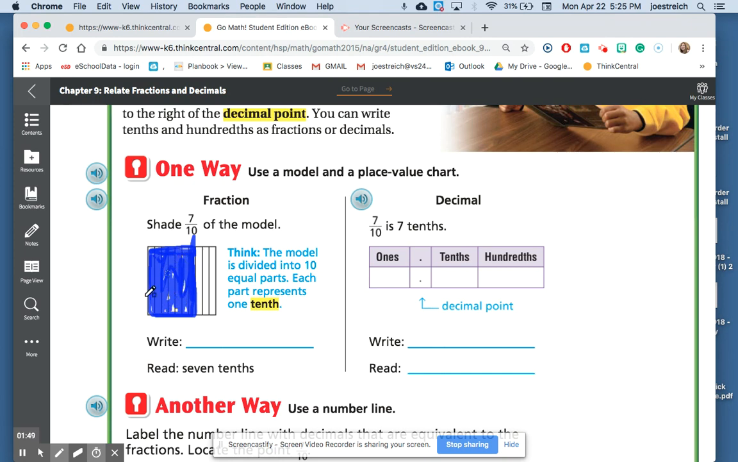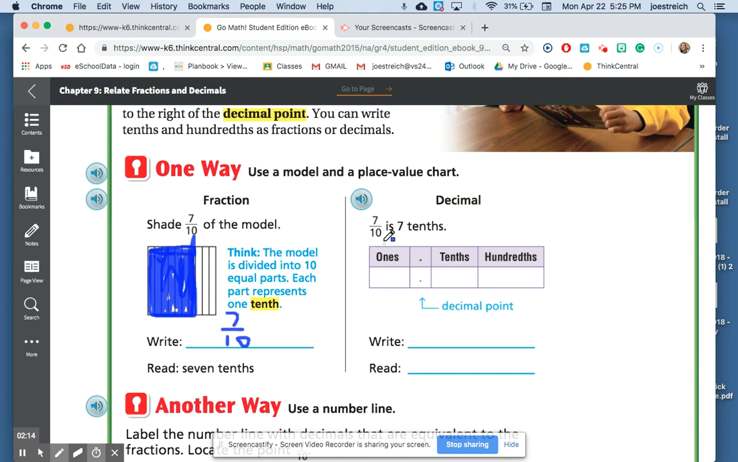Okay, and we're going to write 7/10 as a fraction. 7/10. We will read this fraction as 7/10. We can also use a place value chart to place 7/10 on the place value chart.